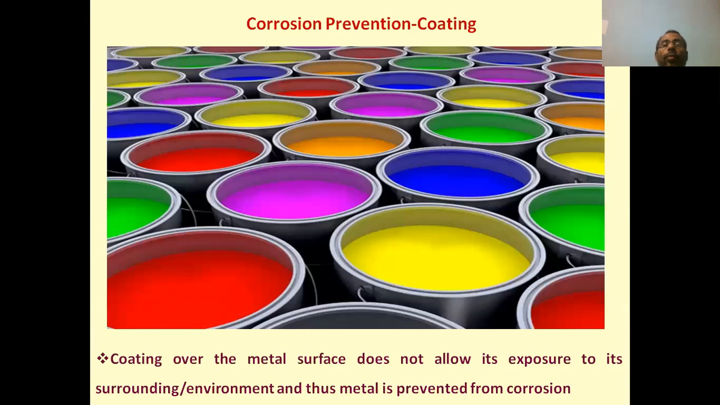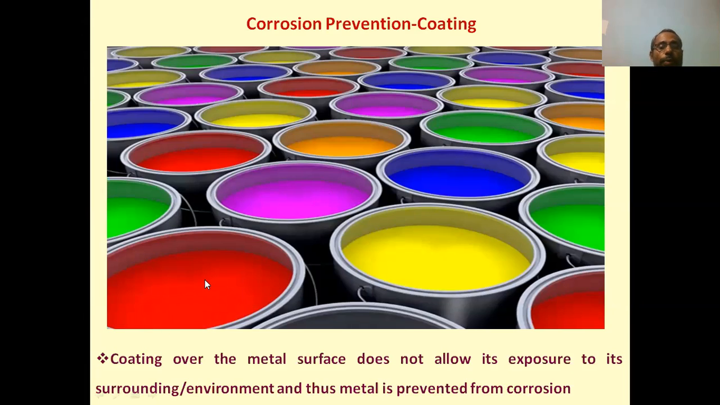Now, what is the prevention method? How to prevent or control corrosion? One is coating. In your day-to-day life, many of the materials we have seen, we coat them to prevent them from corrosion. So different paints we can use for coating purposes. But what is the principle lying behind this coating?